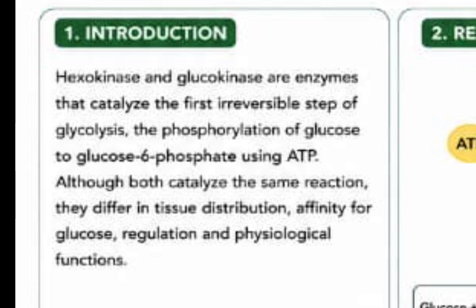So we want to look at the differences. When glucose is absorbed by the tissue, it is phosphorylated at carbon 6 to give glucose phosphate, converting ATP to ADP. So when you break down ATP to ADP by hexokinase or glucokinase, you get glucose phosphate. Now let's look at the differences between them.